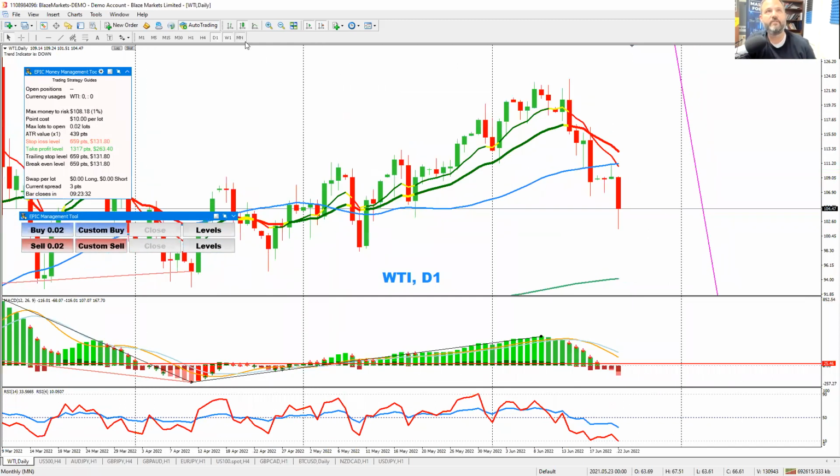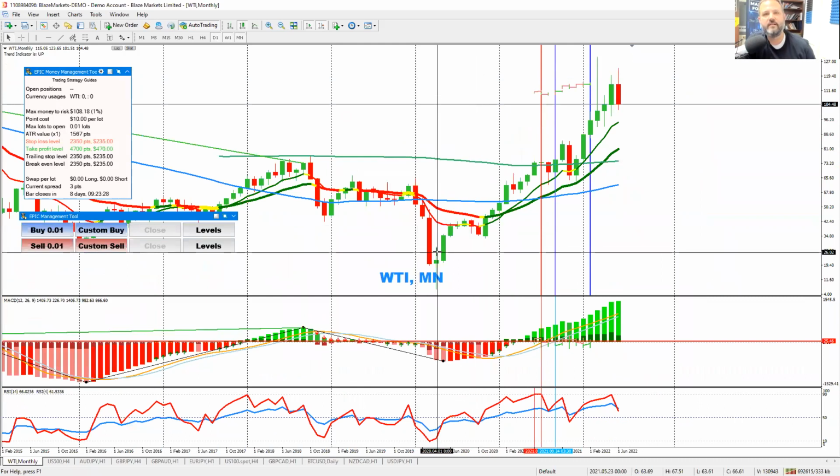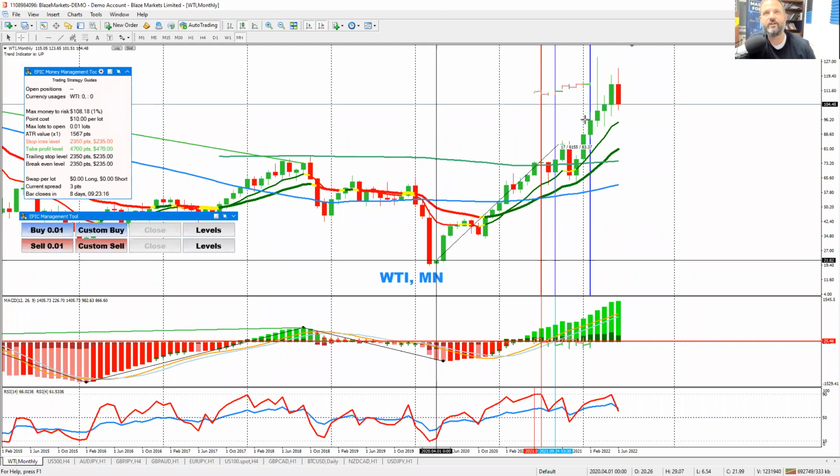But we can look at the monthly time frame on oil. Oil has been going up for 2 years. USD yen has been going up for a shorter period of time, but oil's been going up for 2 years. Okay, so let's take a look, all the way from $21 up to 128.